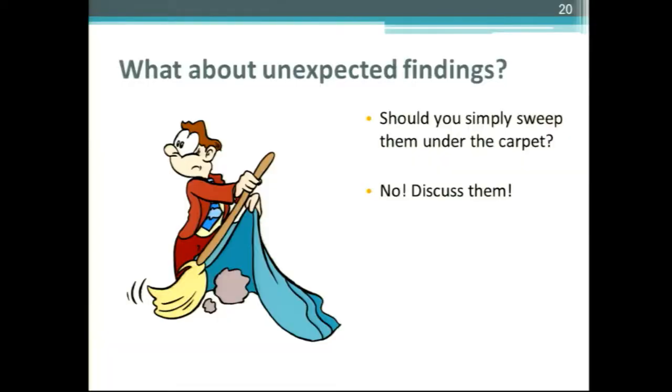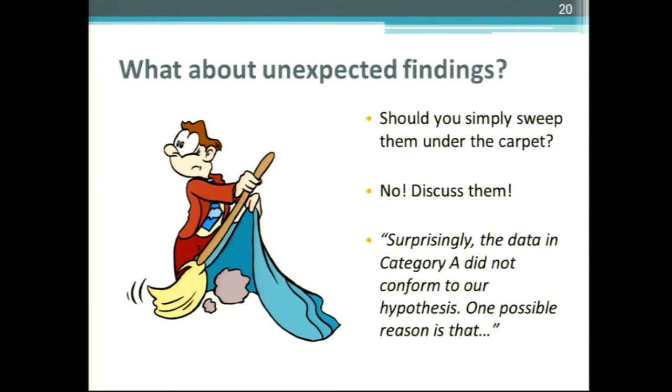Yeah, maybe not. You want to talk about them. You want to show that you're aware that they're unexpected and discuss them in an intelligent way. So, for example, you can say something like, "Surprisingly, the data in category A did not conform to our hypothesis. One possible reason is that..." And then if you can give a good reason, you again show that you're a very well-informed person who's on top of things. Okay, so definitely.